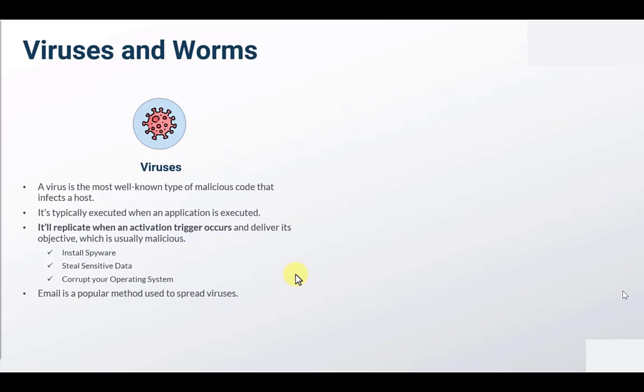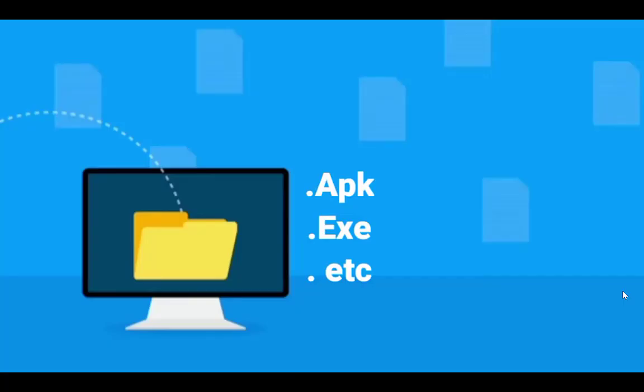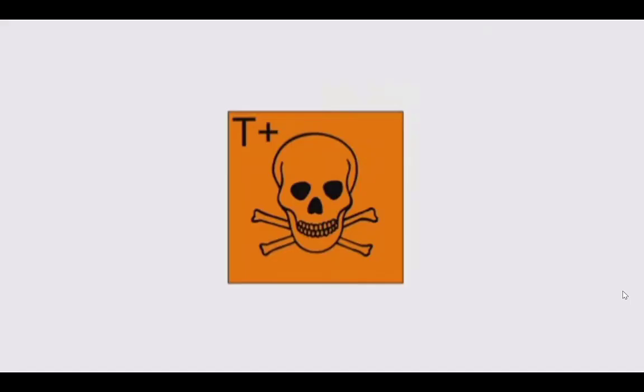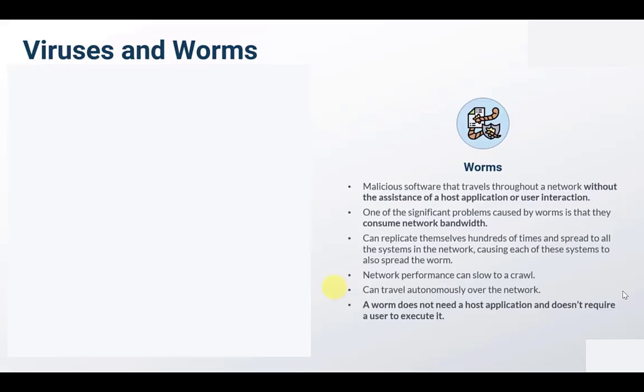The most popular method for spreading viruses is email, so you often get viruses from your emails. This is the most important type of malware. Now as you can see, it can be attached to an APK file or exe file or other file type, and with their help it spreads out on the network. So it is dangerous. The second type of malware is called worms.